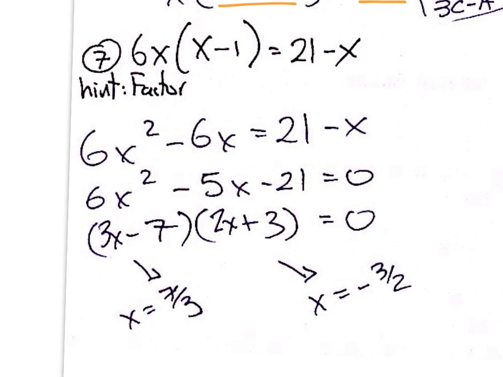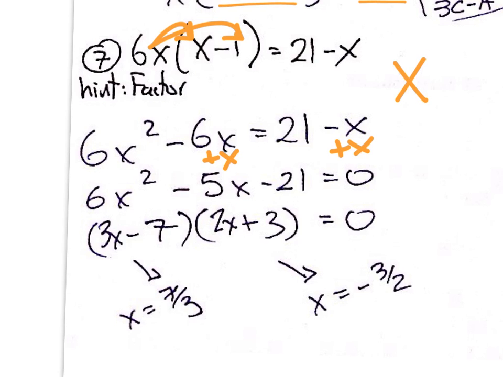Okay, number 7. I give us a hint: we're going to factor. So first we distribute, and then we will combine like terms. So we have 6x squared minus 6x equals 21 minus x, and I added x to both sides.